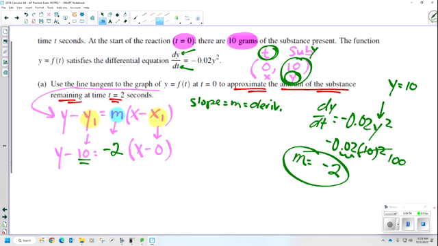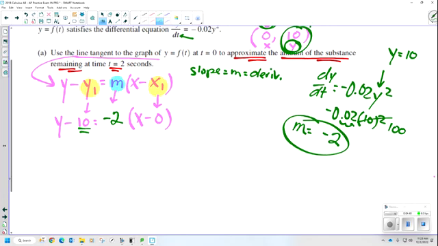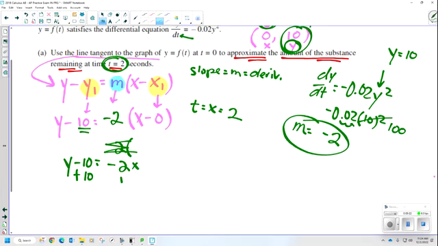We're going to have to find the y when x is 2. Remember, x and t are the same variable. t is the same thing as x in our equation, which they want at 2. So we have negative 2 times x. All right, so y minus 10 equals negative 2 times x. I'm going to add 10 to both sides. So overall, my equation is y equals negative 2x plus 10.